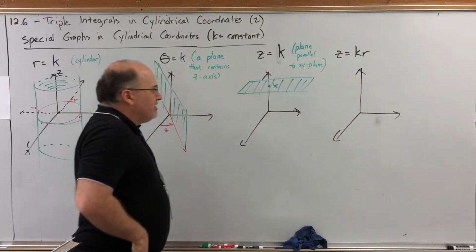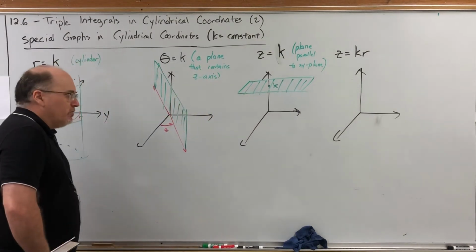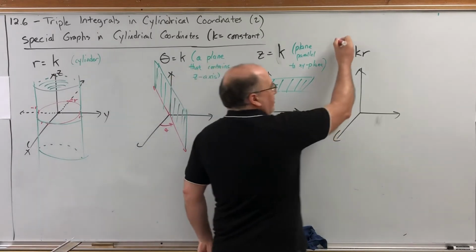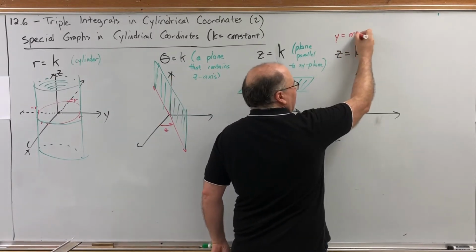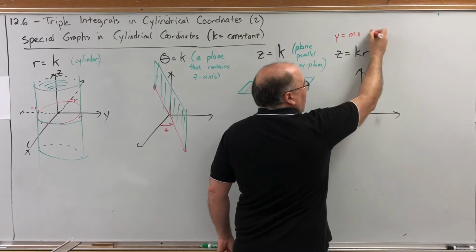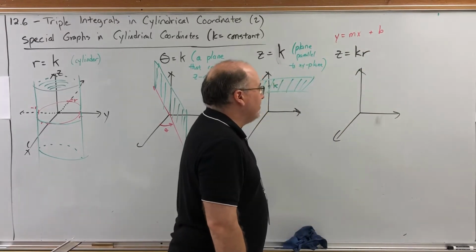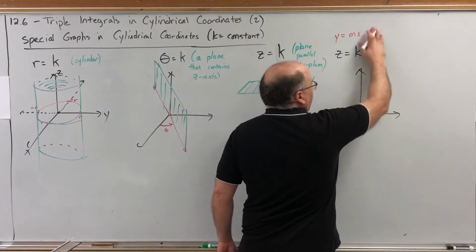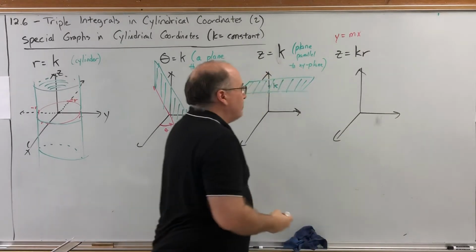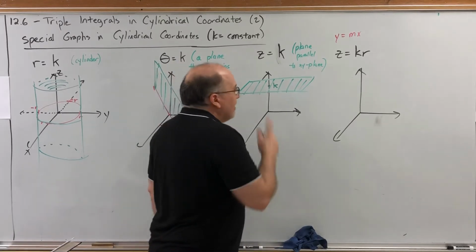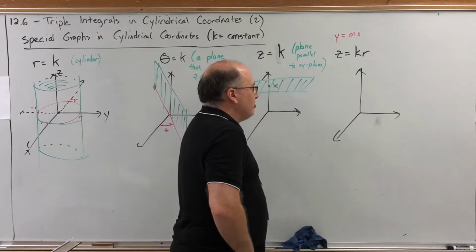All right, so let's take a look at one more equation, z equals kr. Now, way back in the college algebra days, you saw something similar to this that would look like y equals mx. Oh, I'm sorry, were you expecting the plus b? Sure, that would be the intercept, but in this case, the intercept is 0. So we should get a line, sort of. Think about what this equation says.